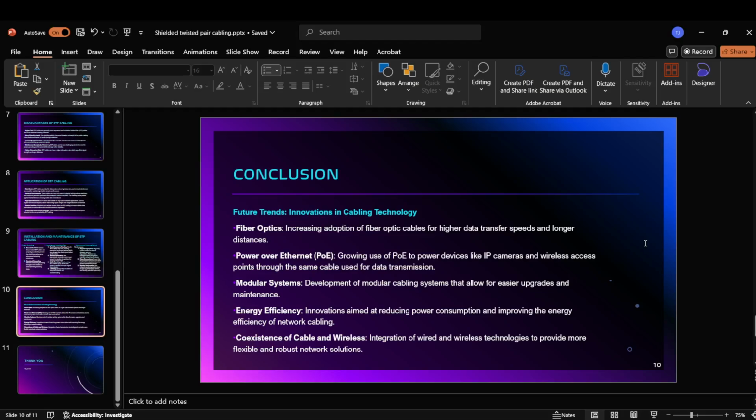Next, modular systems. Development of modular cabling systems that allow for easier upgrades and maintenance. Energy efficiency: innovation aimed at reducing power consumption and improving the energy efficiency of network cabling. Next is the coexistence of cable and wireless: integration of wired and wireless technologies to provide more flexible and robust network solutions.